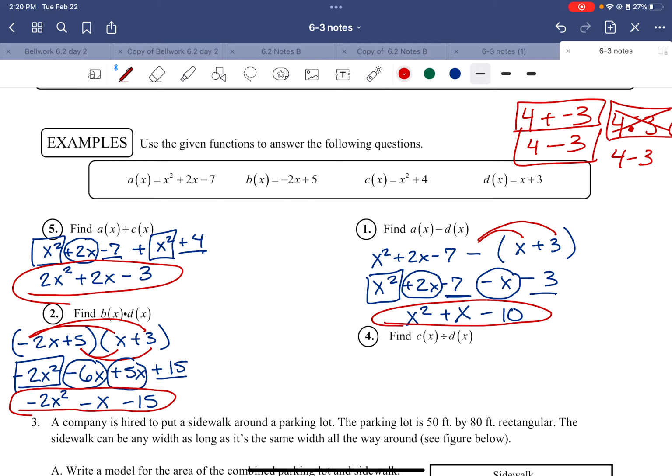All right. Some of you I know like the box method. I really like the box method. I think it works really well for some of these. So I'm going to go ahead and do this example again. Actually, I'm going to do a different example using the box method. Let's do c of x times d of x. And we're going to use the box method this time.